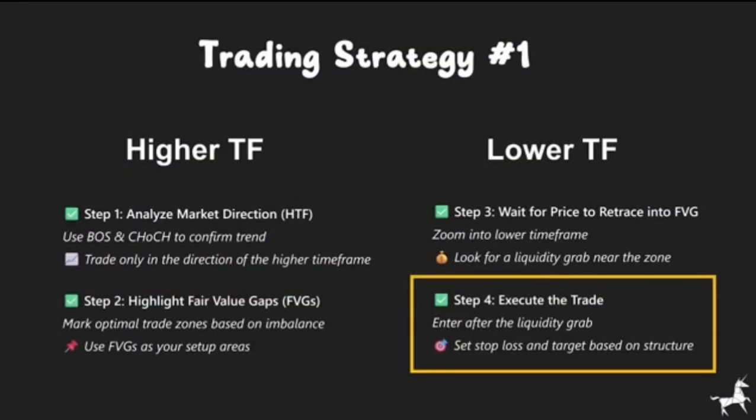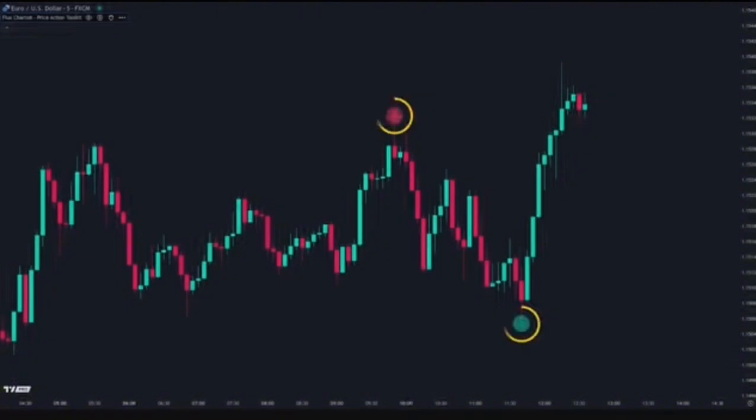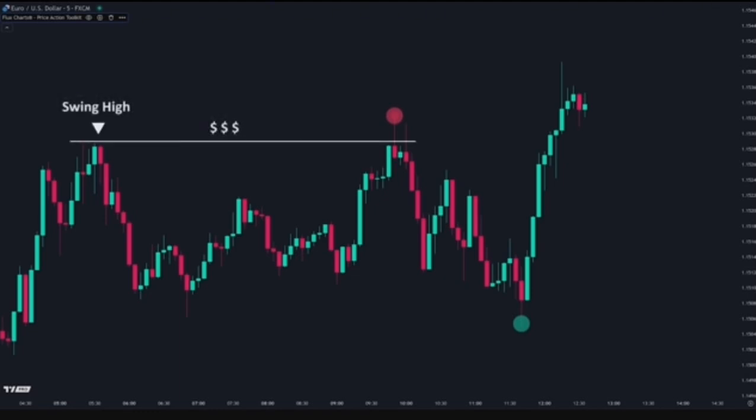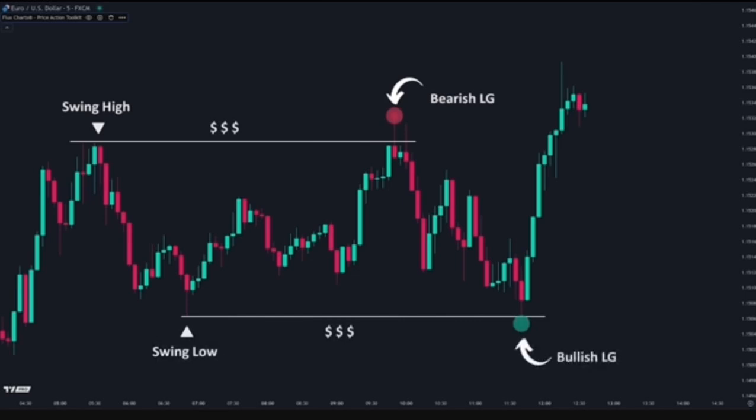Finally, we have liquidity grabs. When you apply it to the chart, you'll notice red and green circles appearing. These represent bearish and bullish liquidity grabs, respectively. When the price wicks above a previous swing high, the indicator identifies it as a bearish liquidity grab, signaling a potential downward movement. Similarly, when the price wicks below a previous swing low, it is marked as a bullish liquidity grab, indicating a possible upward move.